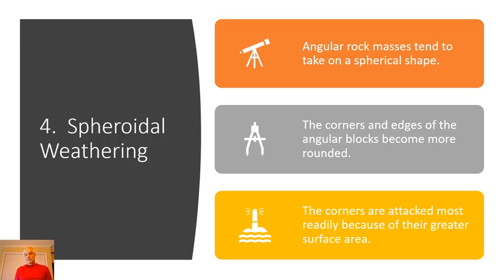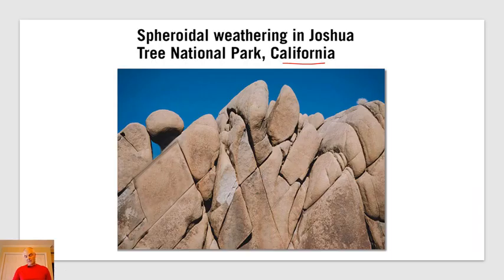And here's how it works. You have an angular rock. They tend to take on a spherical shape, even though it's angular at first, because the corners and the edges become more rounded, because as that chemical seeps into the cracks, it opens things up. And the corners, of course, are attacked the most because they have greater surface area, and that's why it rounds the corners. So it might have been a nice square block at first, and then the outside gets rounded by the chemical weathering, and if there's a crack, they break off, and then you get the cool spherical weathering like we see here.